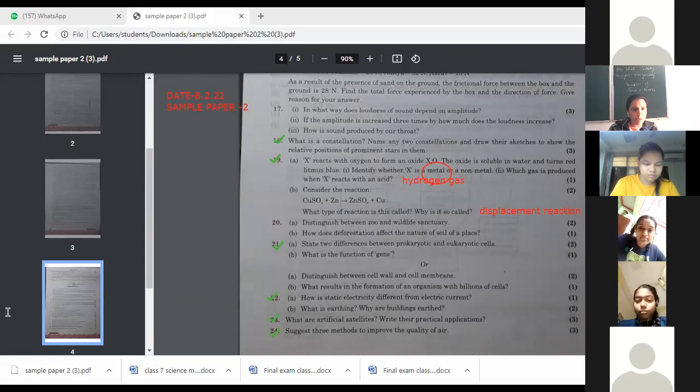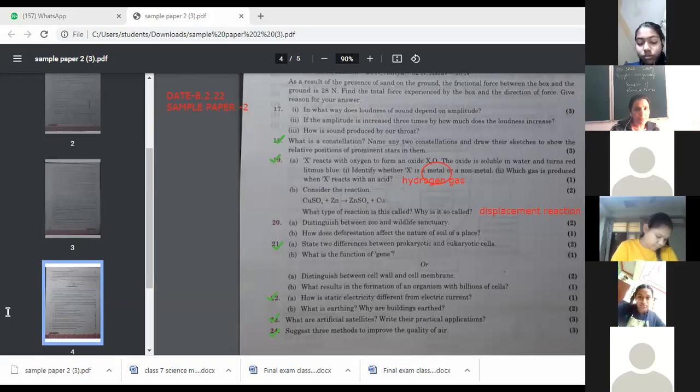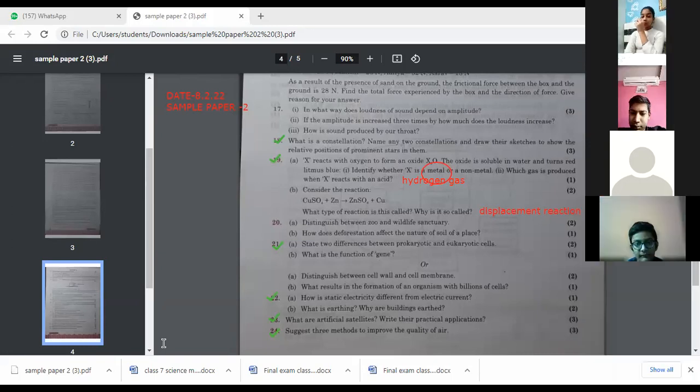Next, what are artificial satellites? Give their practical applications. I think the rest can also answer.